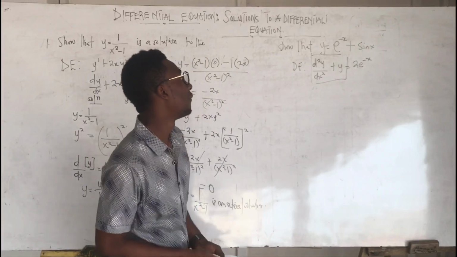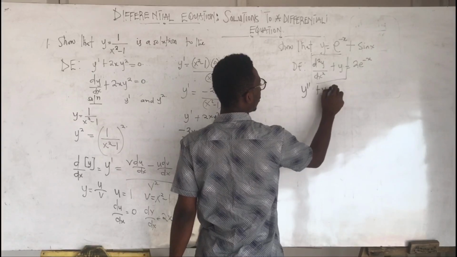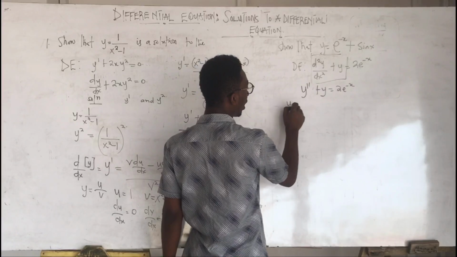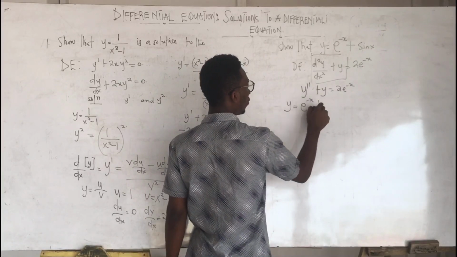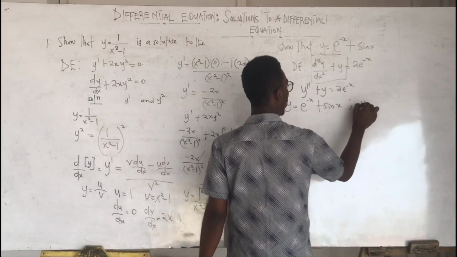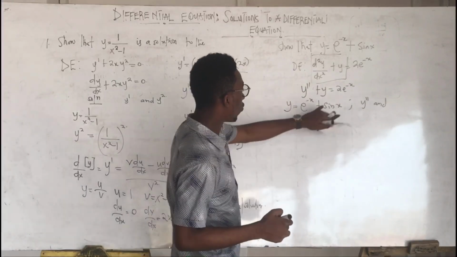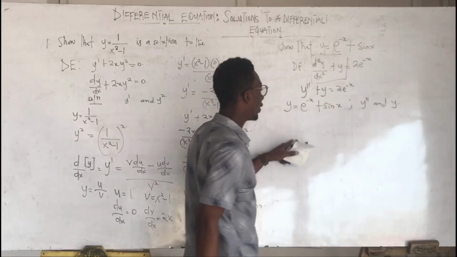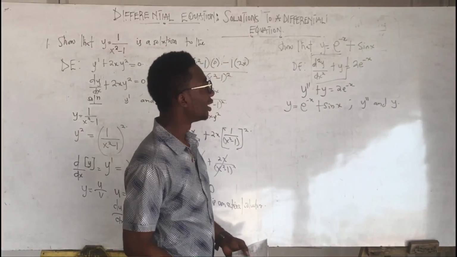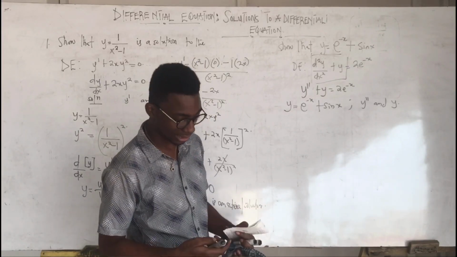All right, so now this can also be written as y prime prime plus y, which is equal to 2e exponent minus x. So now from the equation, what do we need? We need y prime prime, and we also need y. But we already have y here as this. So we only need y prime prime so that we can put it into the differential equation to see whether we get the 2 exponent negative x.